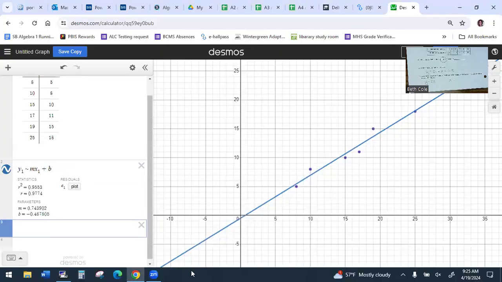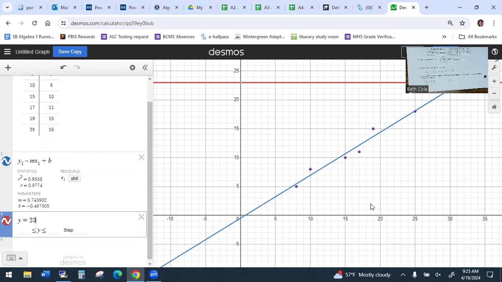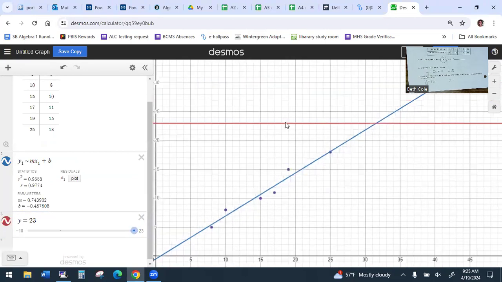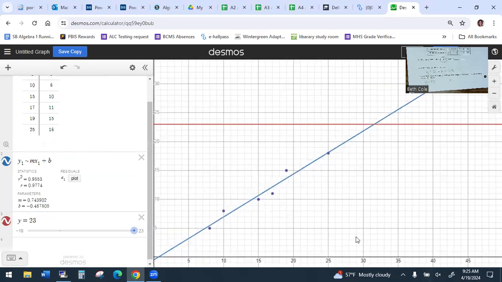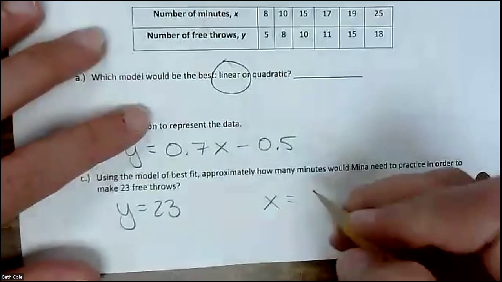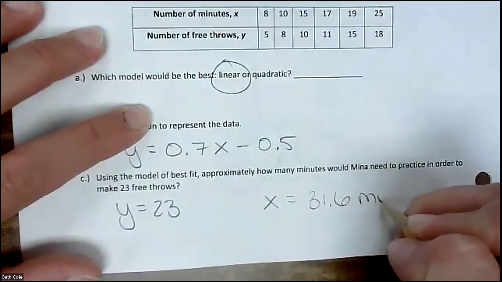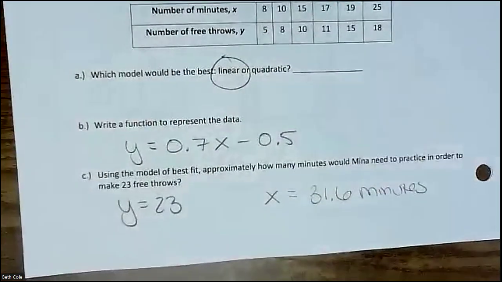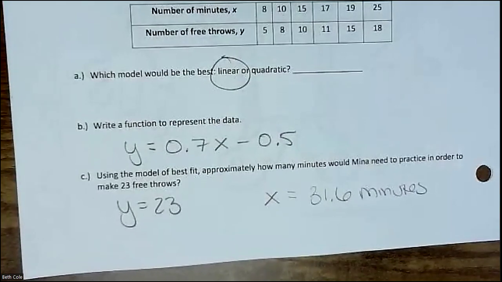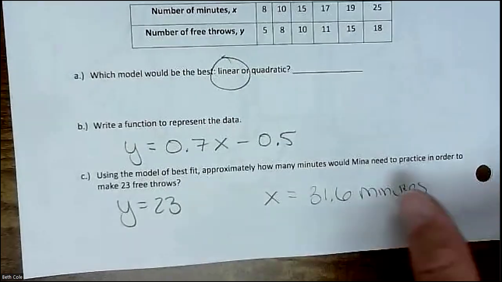Oh, so down here, I'm going to write y equals 23. Do you see how it put a line on the graph? This time it was horizontal. Where am I going to click? Intersect. So for 23, see the 23 is there? Yes, 31.57. I'm going to write 31.6 minutes. Please put the units. That makes me know that you understood the problem. All right, the more you practice, the better you're going to get.